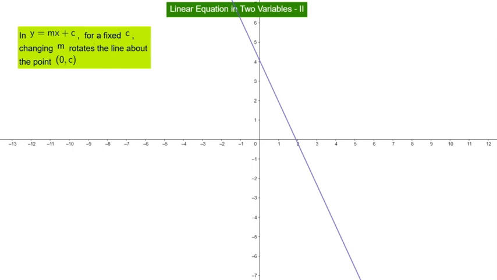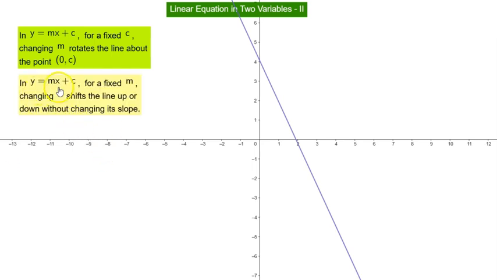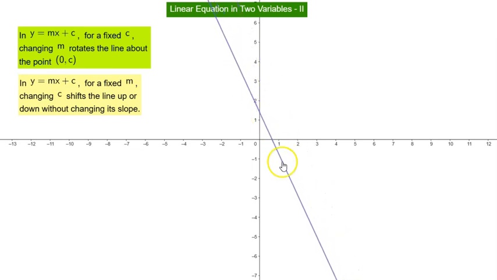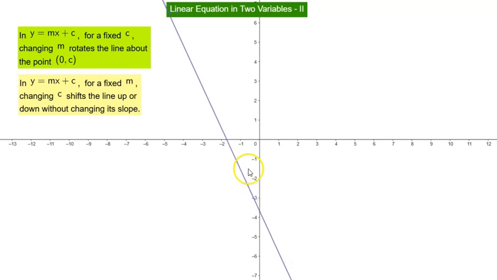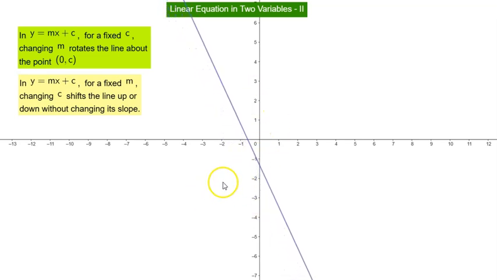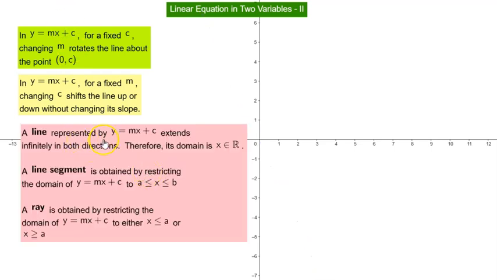Now, another aspect is in y is equal to mx plus c, for a fixed m, changing c shifts the line up or down without changing its slope. So I'm going to change c continuously. So do you notice the line is going up or down? Basically, its y-intercept is changing. A line represented by y is equal to mx plus c extends infinitely in both directions. Therefore, its domain is x in the real numbers, or all real numbers.